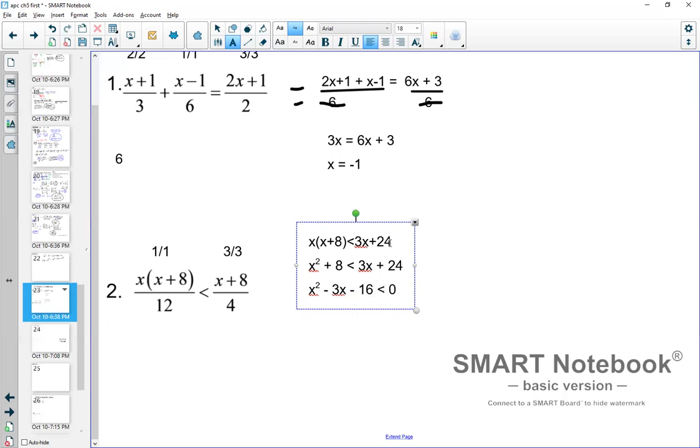The only time we flip the inequality itself is when we multiply or divide by a negative. So the inequality is still less than 0. So we need to factor, finding things that multiply to -16 that add to -3. Is there even anything like that? 5, 8. Wow, I'm drawing a blank. 8 and 2, no. 4 and 4, no. Yeah, there's nothing that multiplies to that. Give me a second.